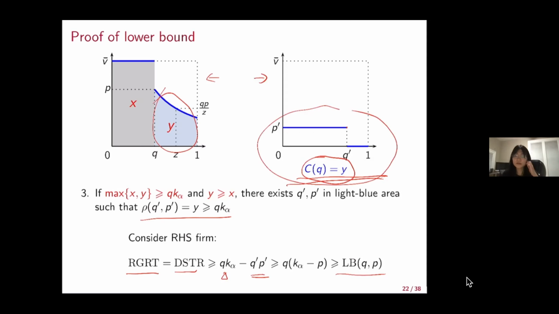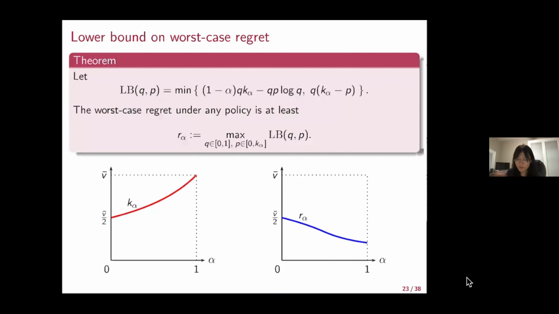Okay. And so our lower bound theorem just shows that the worst case regret under any policy is at least the maximum over Q and P of this lower bound function, and we use R alpha to represent this lower bound. Okay, and the right-hand side picture shows the value of R alpha as a function of alpha from 0 to 1. As you can see, it's actually higher than the previous lower bound function we have achieved.